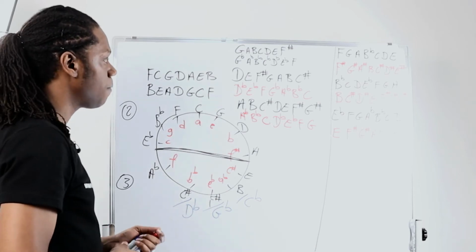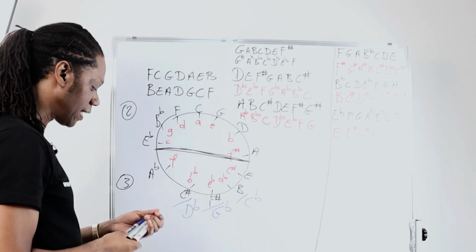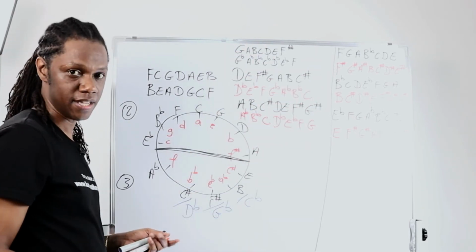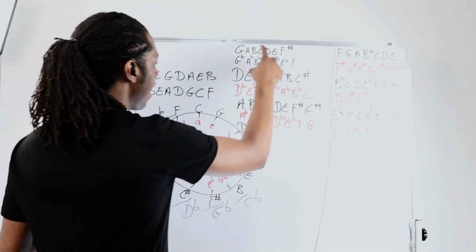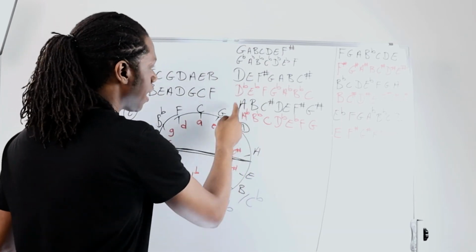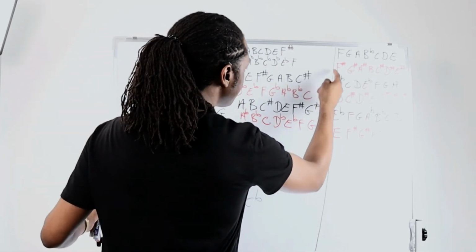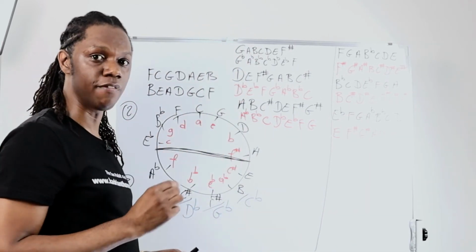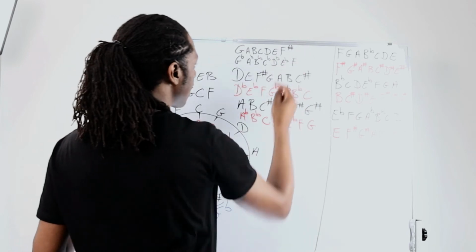All right, so let me point something out here quickly. If you notice over here with all our sharp keys, you notice every key that is a sharp key: G major, D major, A major, F sharp major, B major, and E major. The 7th degree of the scale always ends with a sharp.